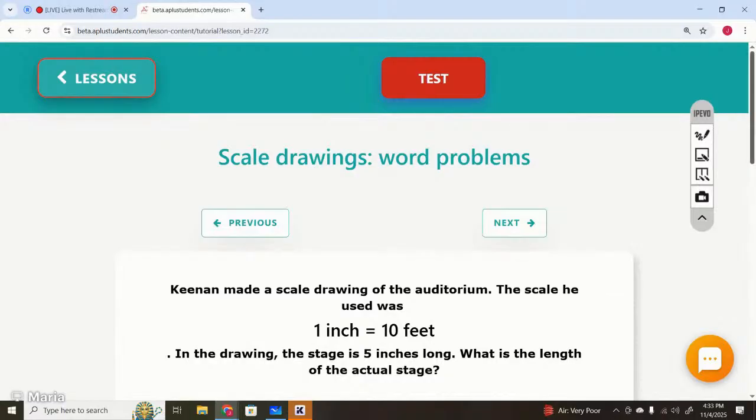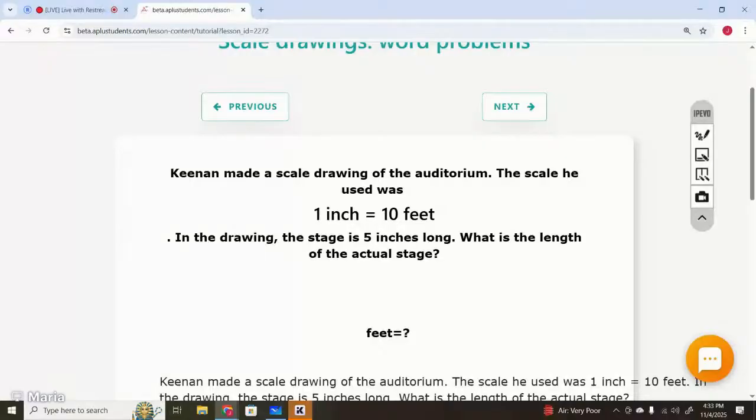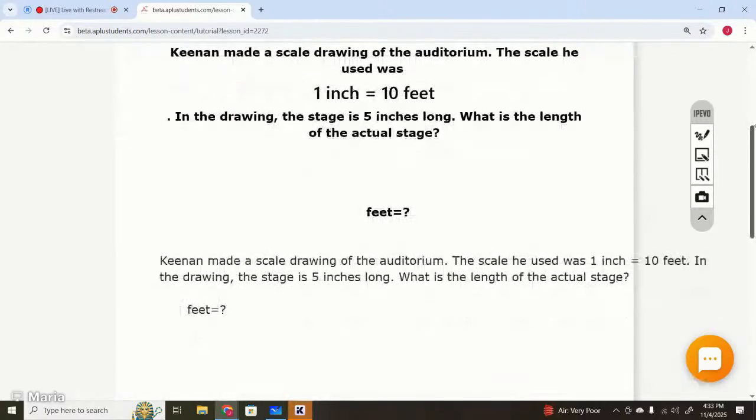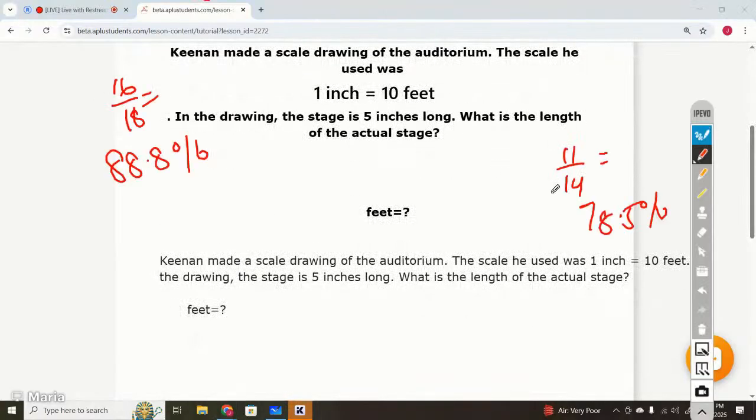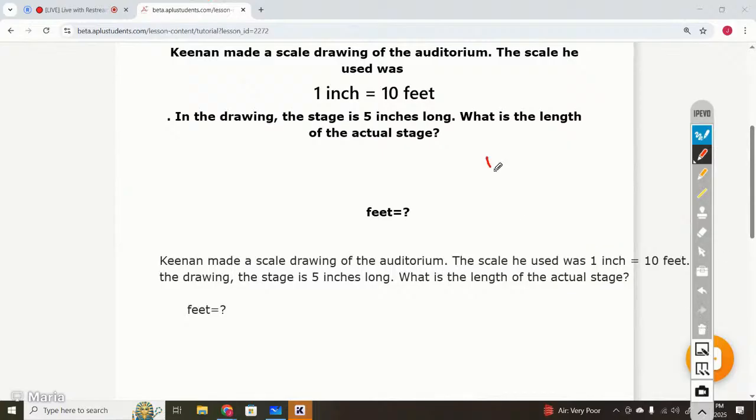Keenan made a scale drawing of the auditorium. The scale he used was 1 inch to 10 feet. In the drawing, the stage is 5 inches long. What is the length of the actual stage? So 1 inch equals 10 feet. You need to calculate, the stage is 5 inches long. So that is 1 inch to 10 and 5 inches to how many feet? So 1 times 5 is 5. So 10 times 5 is 50. It would be 50 feet. The correct option is 50 feet.